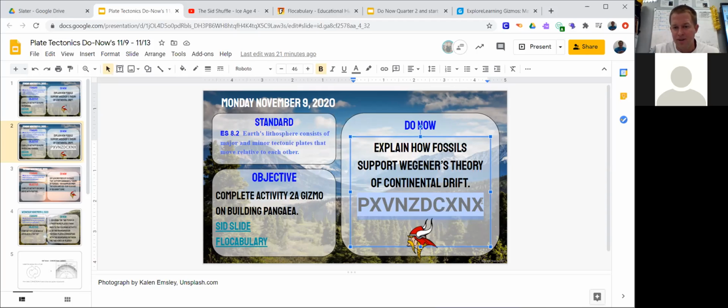Here is the code. So you need this gizmo code in order to join the gizmo. So I'll put it in our chat as well for this class to make sure that you have joined it. Any questions?